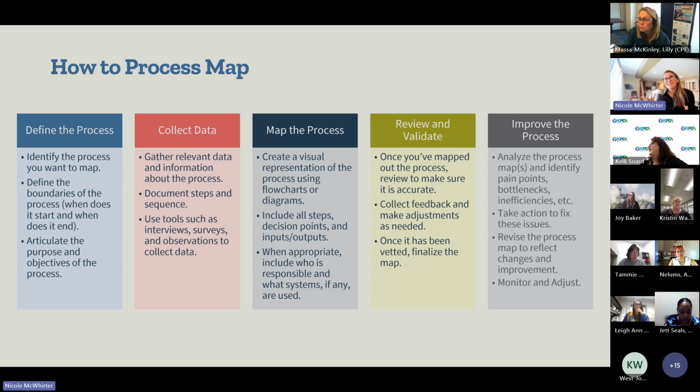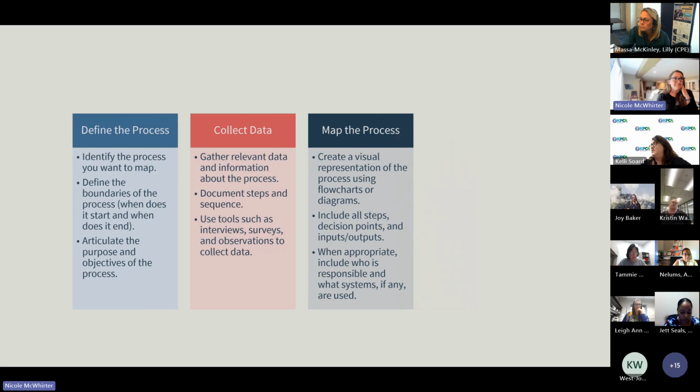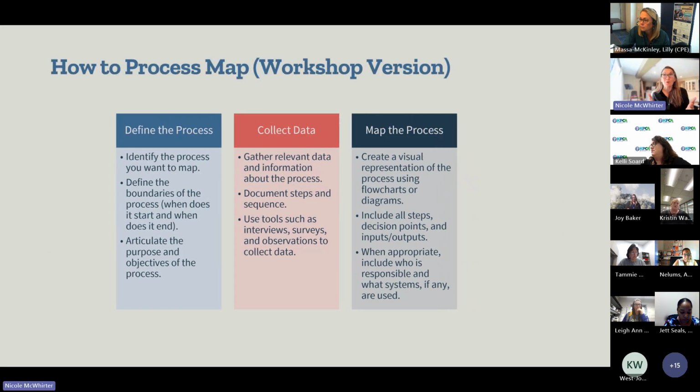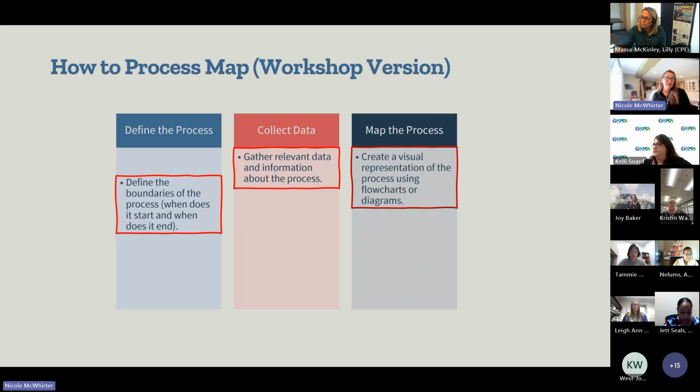And then finally, why are you doing this? You're doing this to obviously improve something. So the final step is the improvement of these things. However, we are going to be focusing on 3 at the workshop. The review and validation will happen after, asynchronously. So of these, we're going to focus on 3 things in particular. We are going to focus on defining boundaries of the process. We are going to gather data, and then we're going to create the maps.